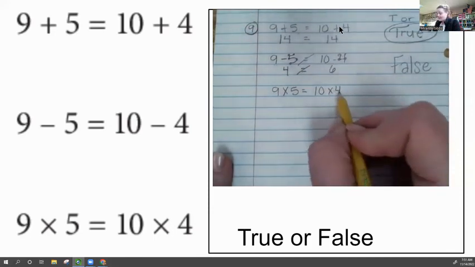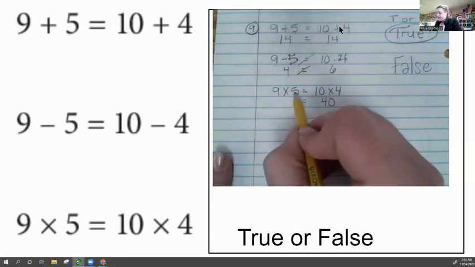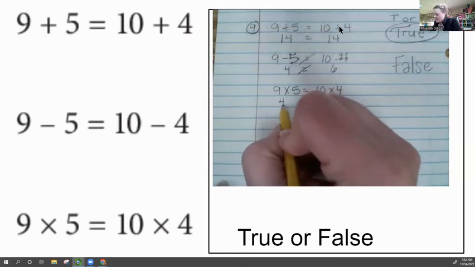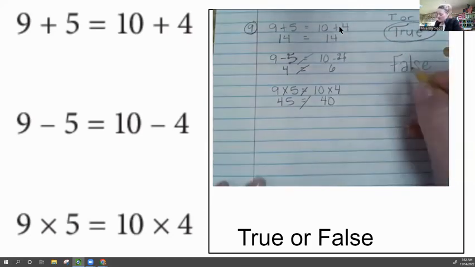All right, let's look at the last one. I know that 10 times 4 really quickly is 40 and 9 times 5. So skip count by 5s. 5, 10, 15, 20, 25, 30, 35, 40, 45. Did you say 45? Good. 45. Is 45 the same as 40? No. So it is false again.